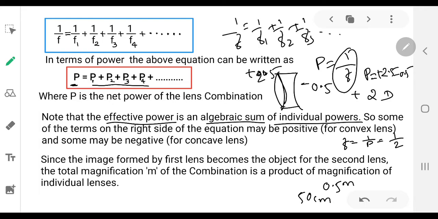If you combine two lenses, one is a convex lens and another one is a concave lens, both having power, one is having plus 2.5 and another is having minus 0.5. When you combine them, the effective power of that combination of two lenses will be 2 dioptre. It means the combination of those two lenses acts as a converging lens, because at the end you are going to get a plus sign. Plus means the equivalent lens will be a convex lens of focal length 50 centimeter.